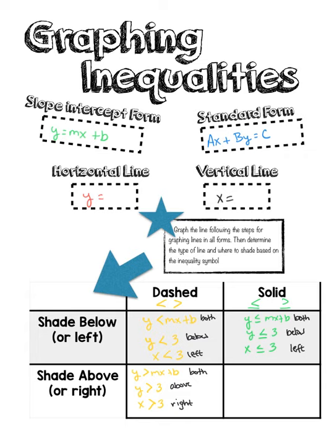Last one, similar equations, except you have the bar underneath. Y is greater than or equal to mx plus b. Y is greater than or equal to 3. X greater than or equal to 3, 3 being any number. This is to the right. This is above. And sort of kind of both. All right, let's do some graphing.